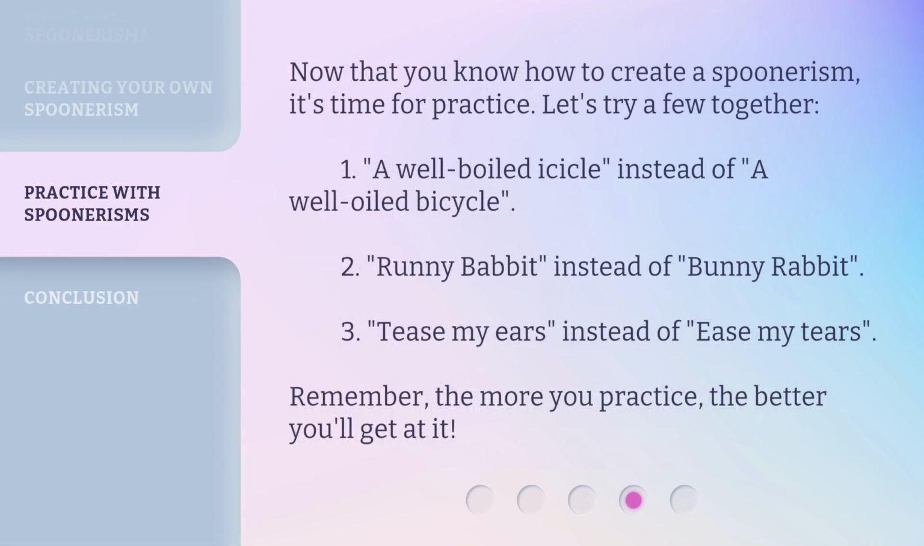Now that you know how to create a spoonerism, it's time for practice. Let's try a few together. 1. A well-boiled icicle, instead of a well-oiled bicycle. 2. Runny babbit, instead of bunny rabbit. 3. Tease my ears, instead of ease my tears.